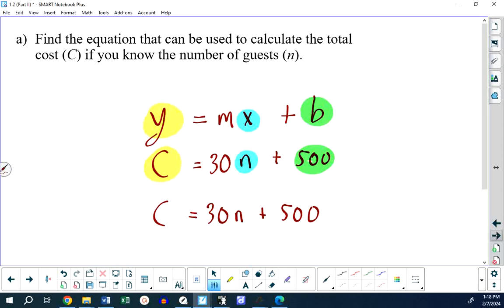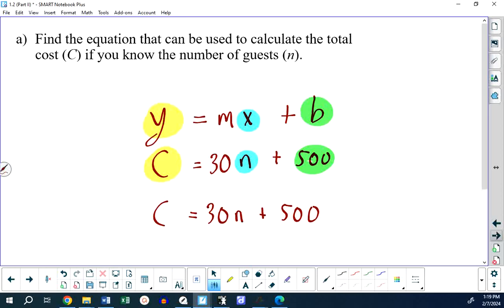It's a fixed cost. Why is it 30 times the number of guests? What's the reason behind that? And by the way, this is an example from a few years ago with inflation and the price of things. That number would not be 30. It would probably be 80. What's the deal with that? That's the cost for each guest.